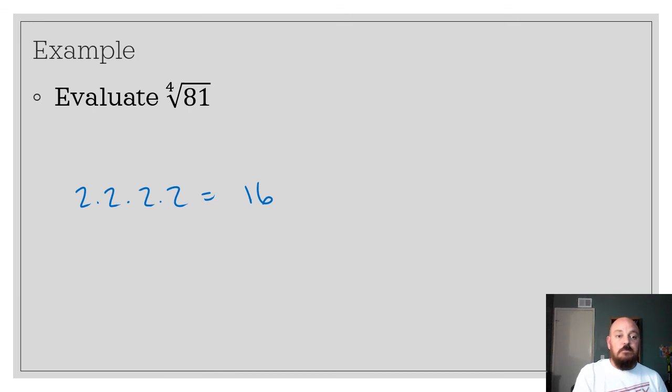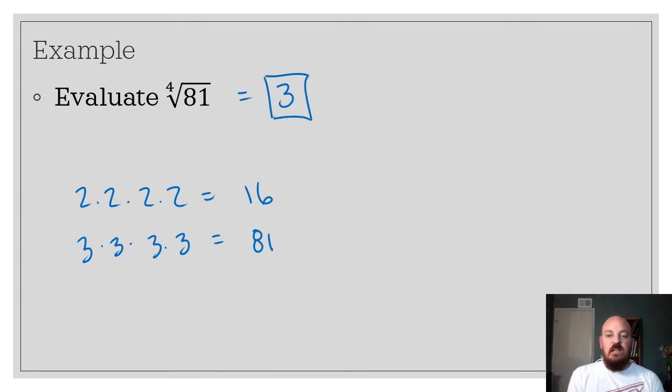Let's try the 3. 3 times 3 times 3 times 3. 3 times 3 is 9. 9 times 3 is 27. And 27 times 3 is 81. So we found our answer. The answer to the question is 3.